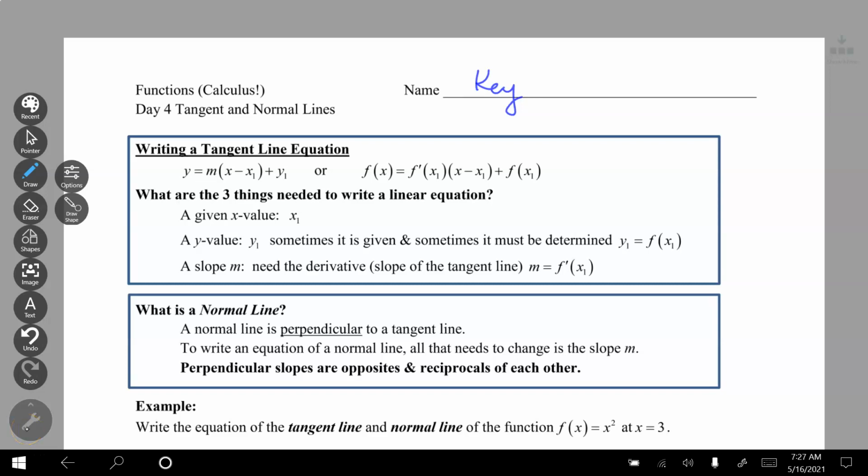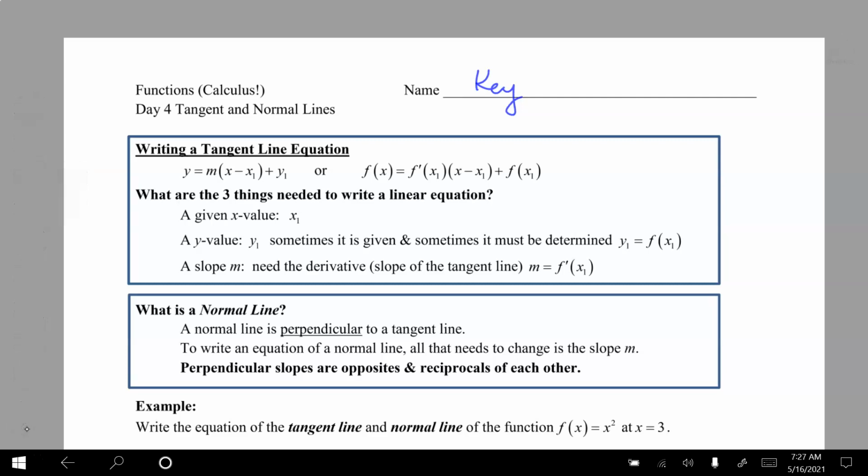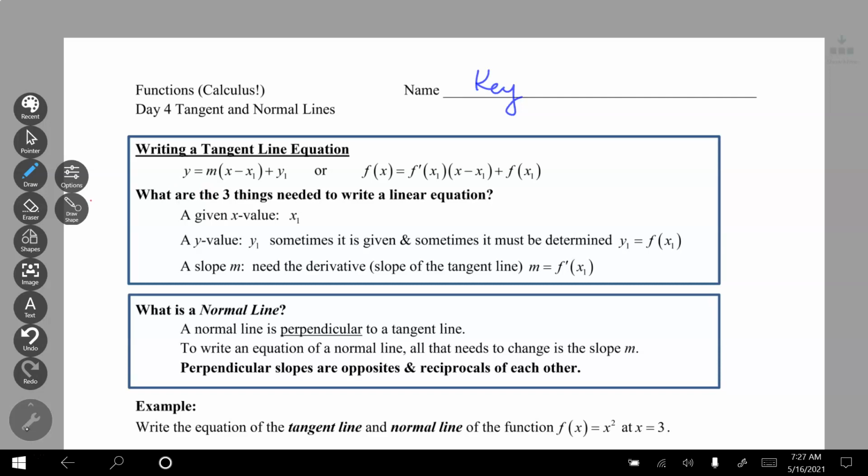We talked about tangent lines the other day. To write an equation of a tangent line, we're going to need three things: an x value, which will be given to you; a y value, which we can find by plugging it into the original function; and the slope. We've talked about this the last couple of days. Another word for slope is the derivative. We're going to use the derivative to write the equation of the tangent line, and then we'll talk about what a normal line means. So again, we're using this form to write our linear equation every single time.